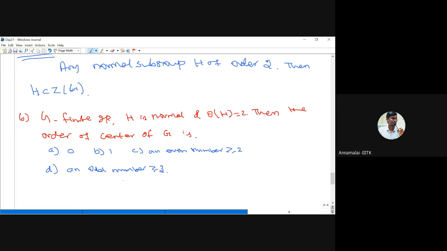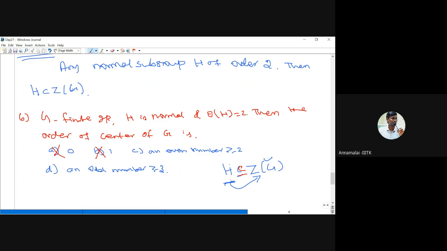Since H is a subgroup, if you take any normal subgroup of order 2, by the result we know that this H should be contained in Z of G. Therefore, Z of G contains at least 2 elements, because H contains 2 elements. Every element of H is an element of Z of G. Therefore, the first 2 options are not true, because H is contained in Z of G.